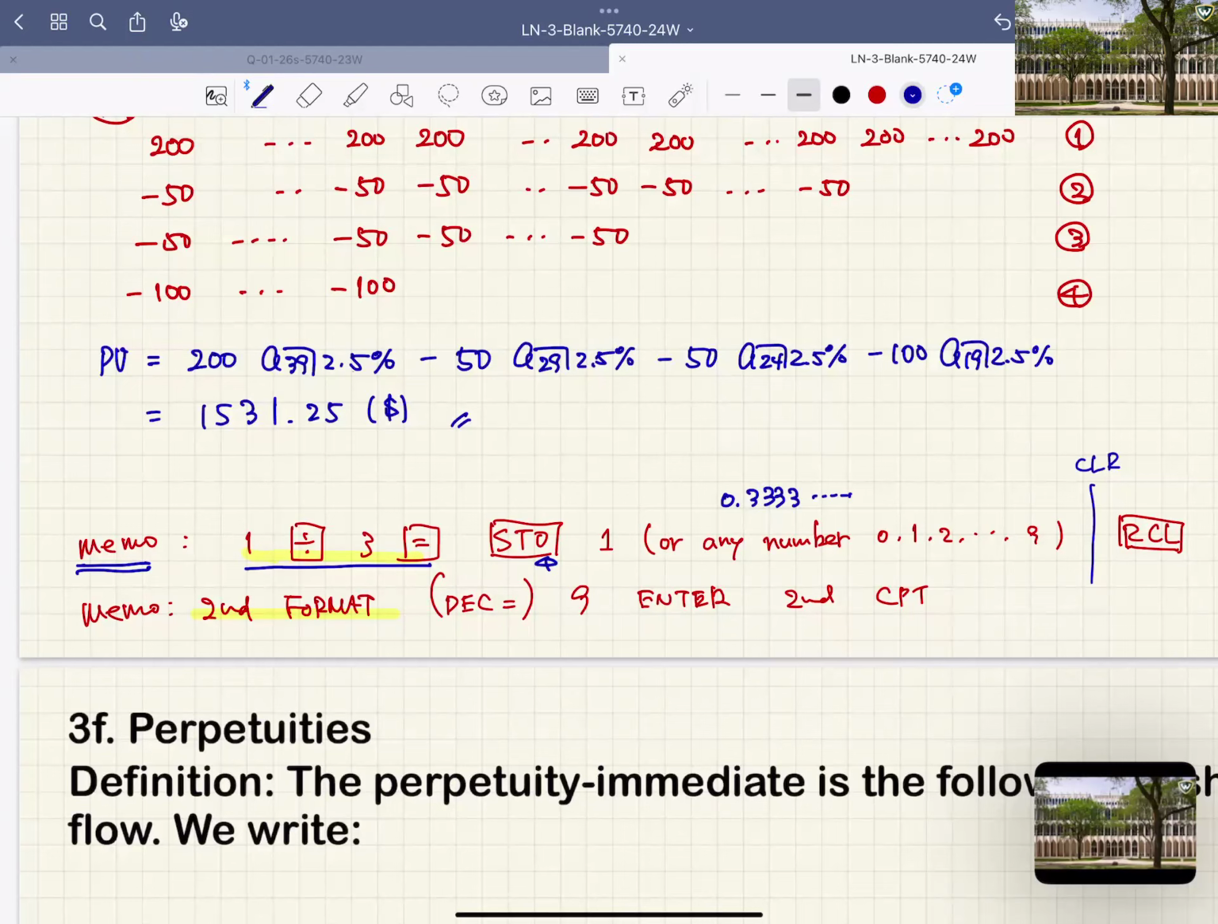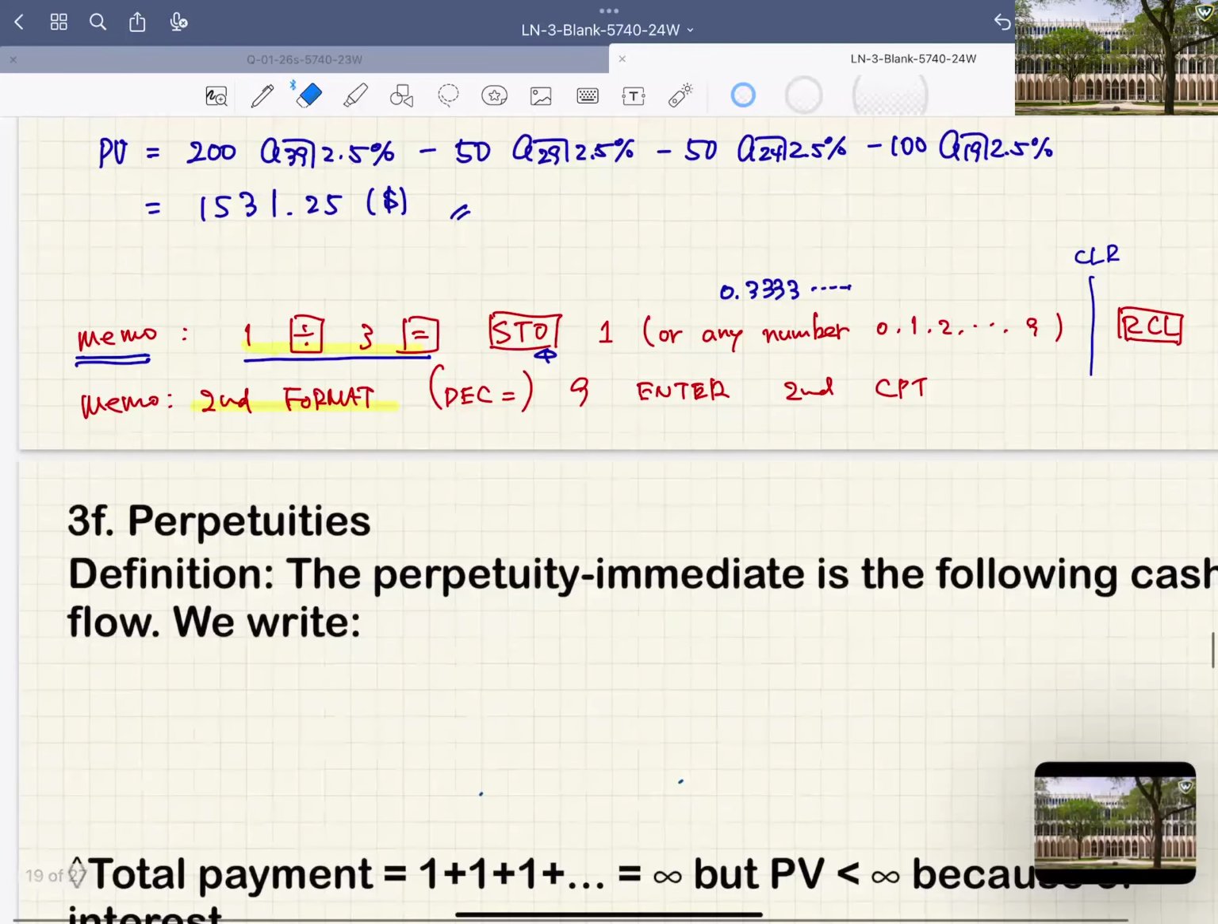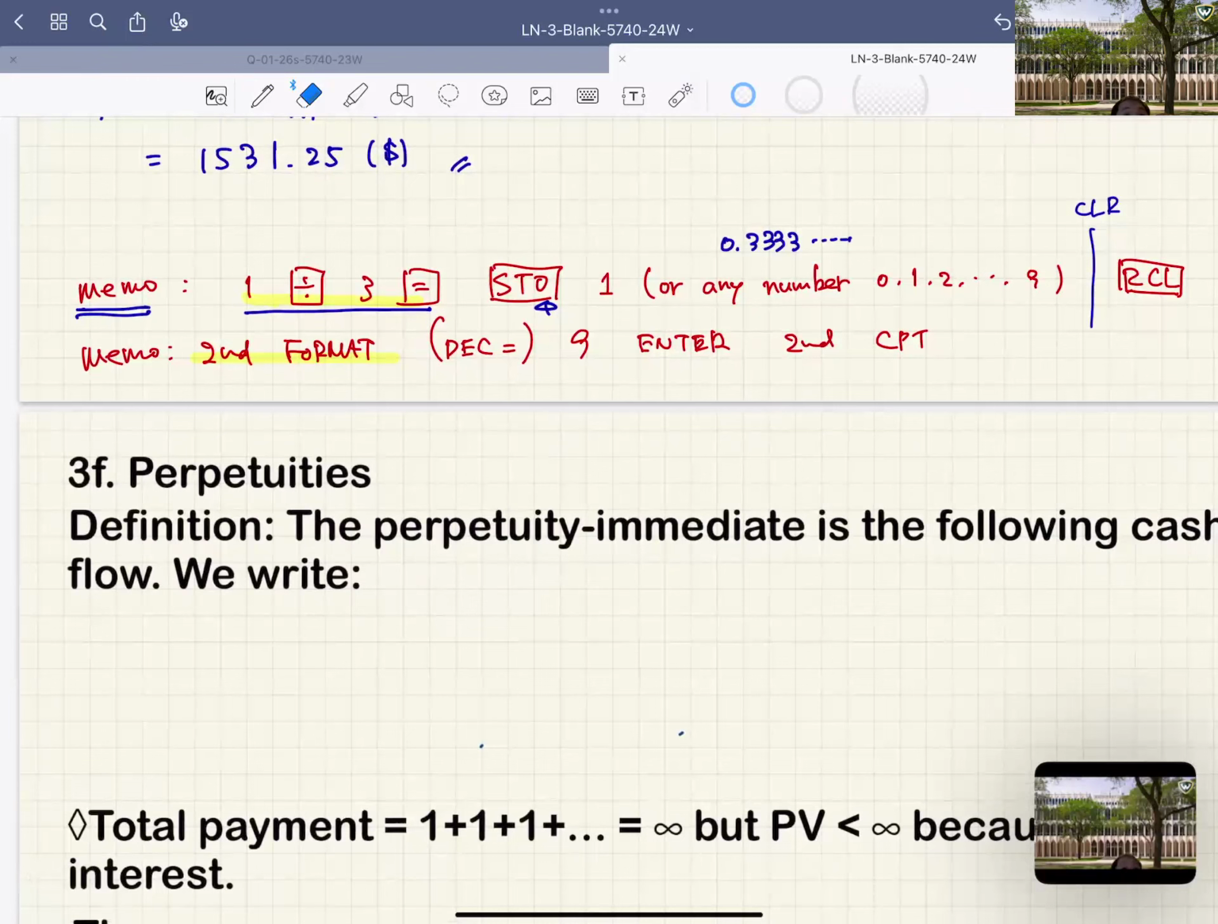So that means that you can store at least 10 numbers. So you can use the key 0 to 9 to store numbers. So at least we have 10 memories. I don't know, we have ways to save more numbers, but usually if you can store 10 numbers, that is sufficient for actuarial questions. Okay, so do you have any questions?